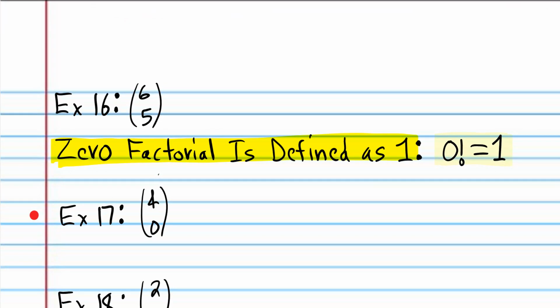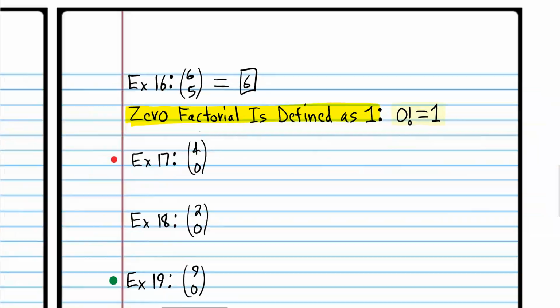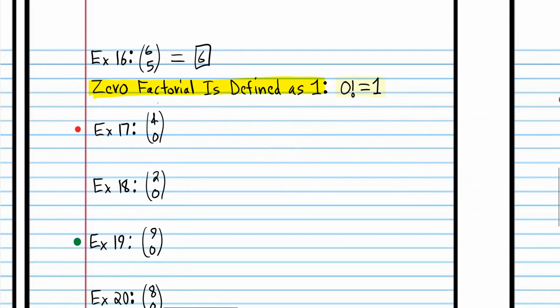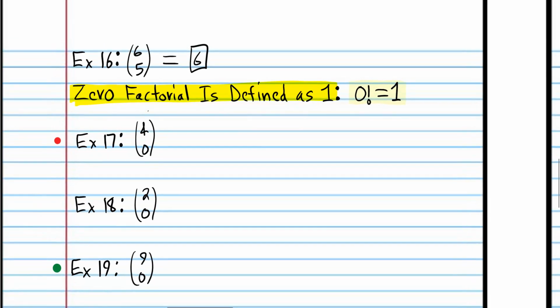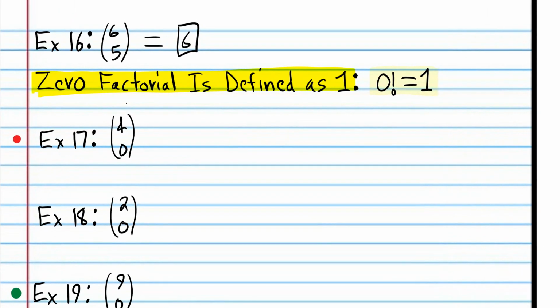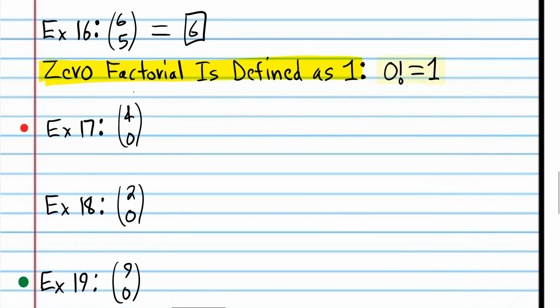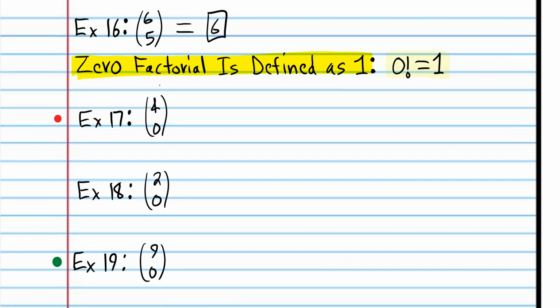So now try number 16, and when you come back, we'll do it together. All right, we're back, so that's going to be 6. If you got that right, good job. Okay, so at this point, we need to figure out how to calculate these expressions here when we're choosing 0 things from n distinct things.